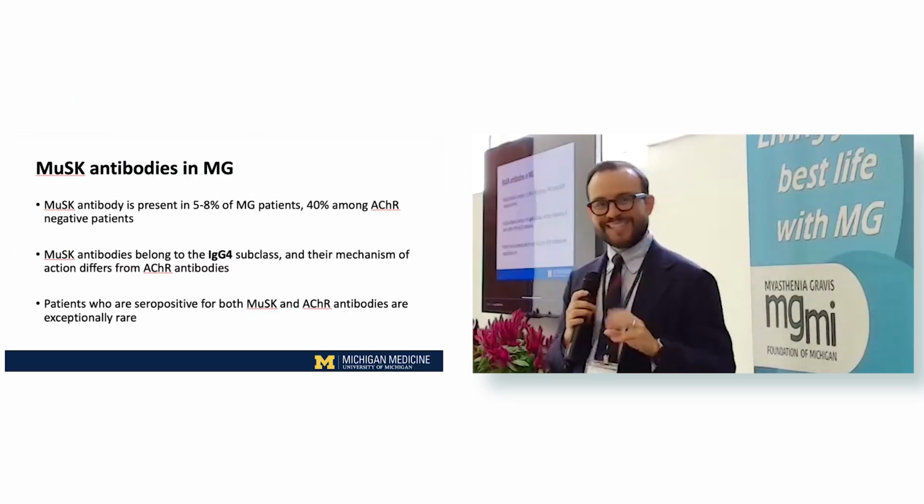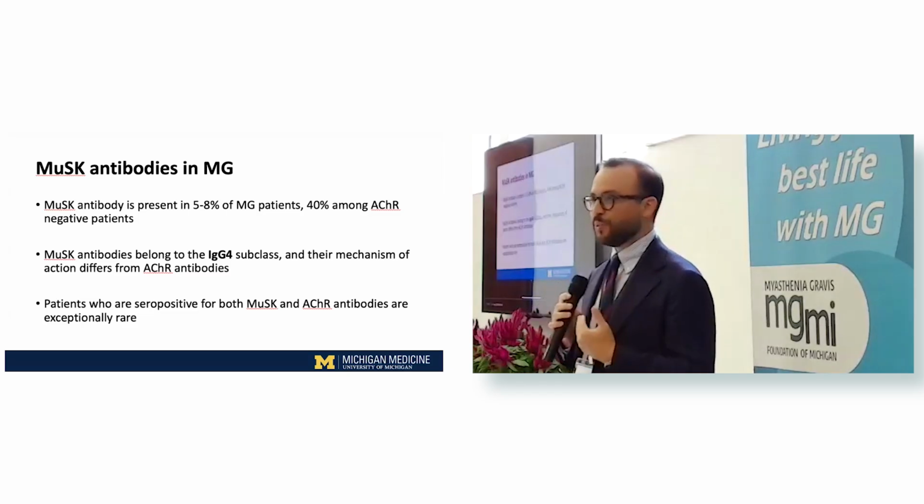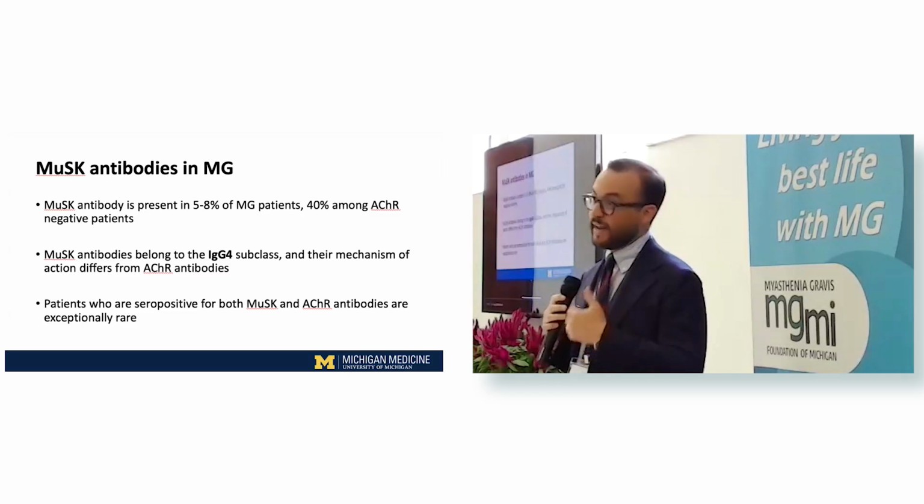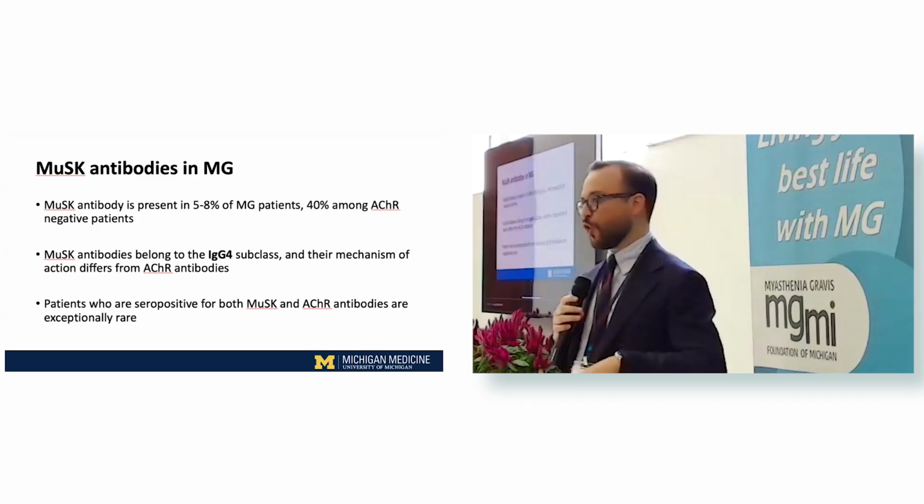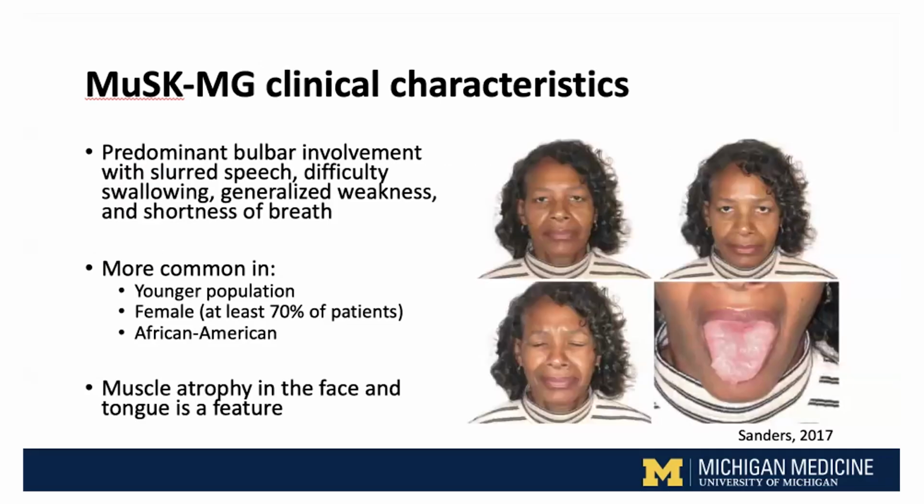And this is important because it does not activate complement, that cascade I was talking about earlier, which has to do with our immune system's ability to fight, in this case in myasthenia gravis, by targeting the receptors. It's a different subclass than the acetylcholine receptor antibody subclasses. There are patients in the literature that have both acetylcholine receptor and MuSK antibodies. This is exceptionally rare. As far as the clinical characteristics, there's a phenotype that's slightly different from patients that have acetylcholine receptor antibody myasthenia gravis.